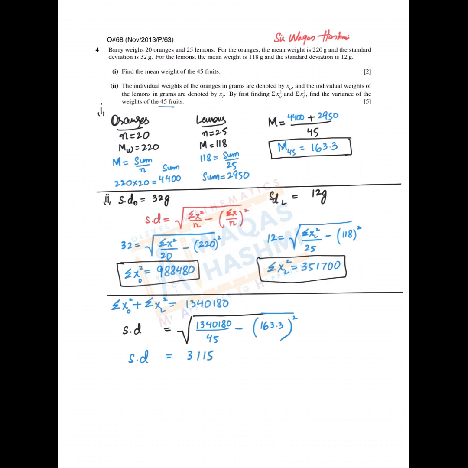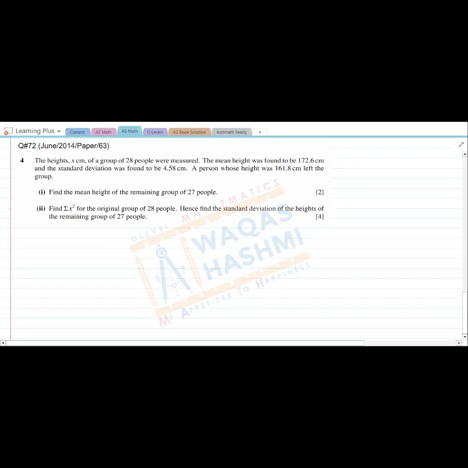That is equal to 3115. Alright, now what is variance in the root sign? Variance is the square of standard deviation, which we had found, it's 3115. So the variance answer is 3115, and that is your final answer.